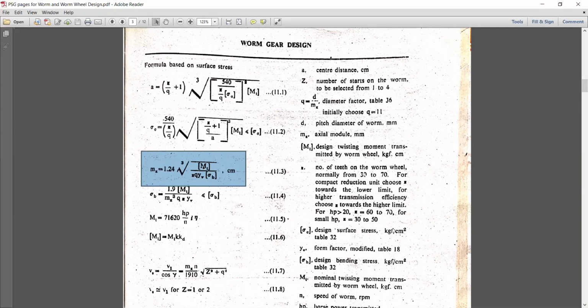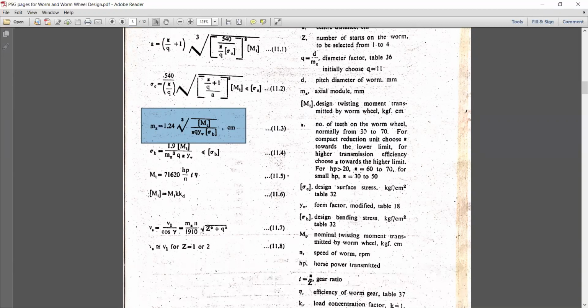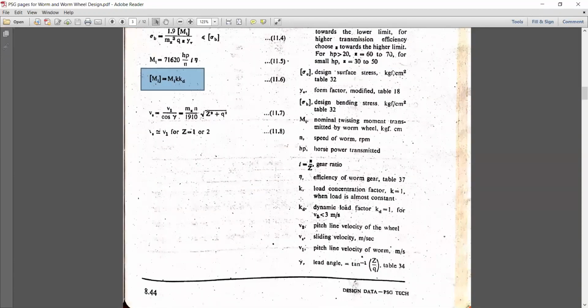We need to calculate Mt, that is the design twisting moment transmitted by the worm wheel. So how can we calculate Mt? Here the relation is given, Mt into K Kd. So first of all we look out for K Kd.